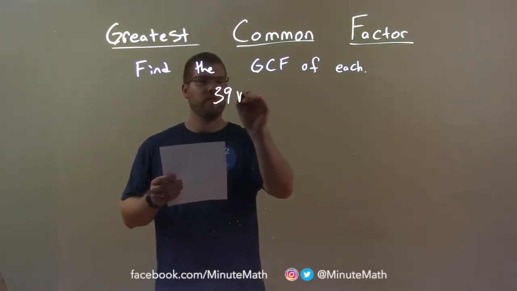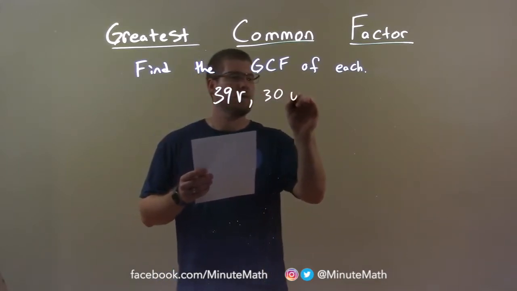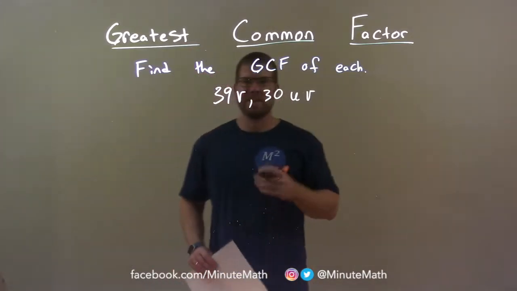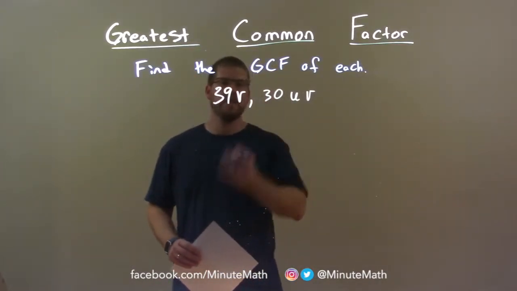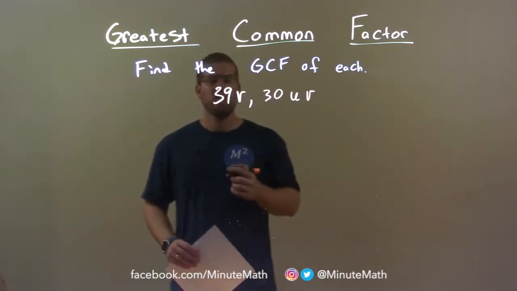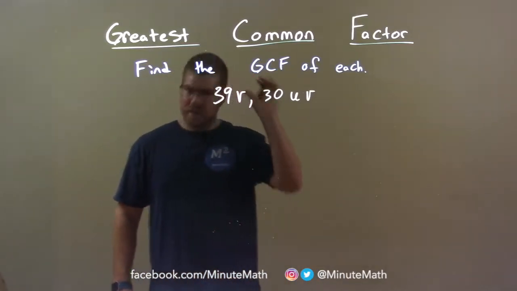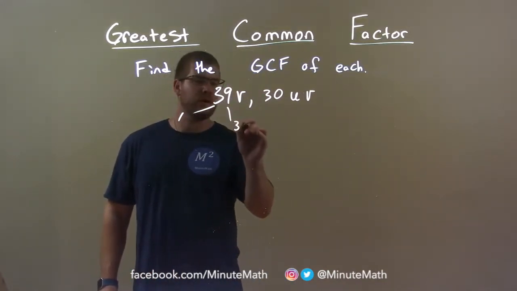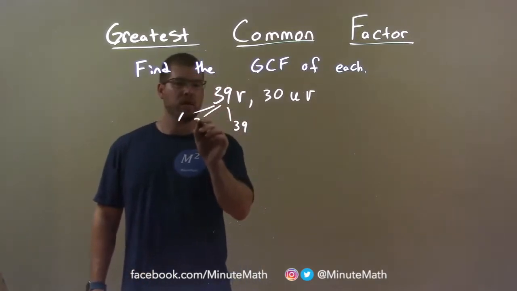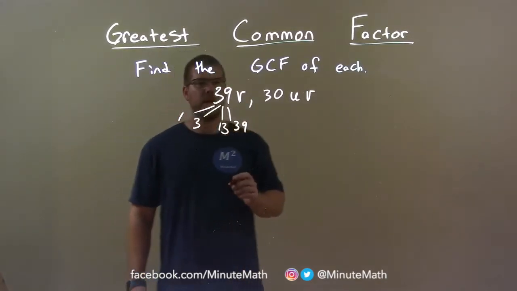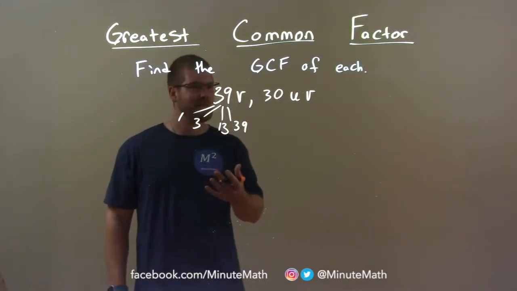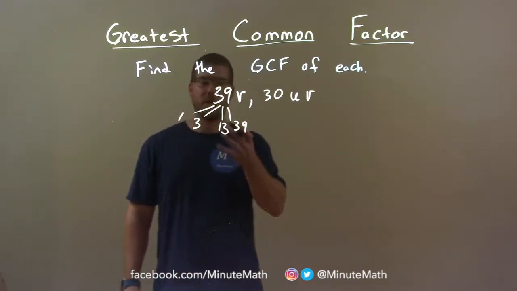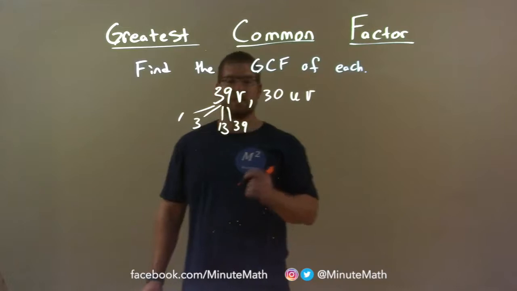39u and 30uv, okay? Well, first I look at the numbers itself. What numbers go into each one of these? Well, let's look at 39. 39 isn't as common here, okay? We have, well, 1 goes in there, and so is 39. 2 doesn't, but what about 3? 3 goes in 13 times, okay? Does 4 go in? No. 5, no. 6, no. 7, don't see anything. 8, no. 9, no, and we're kind of done. We have 1, 3, 13, and 39.